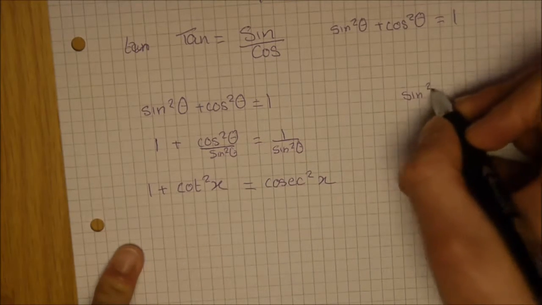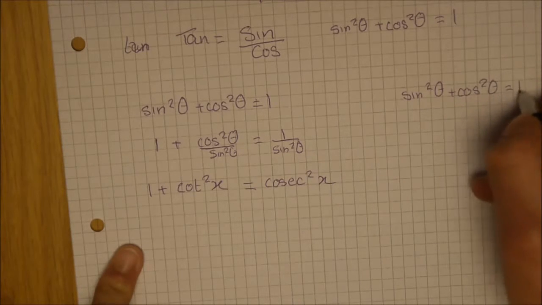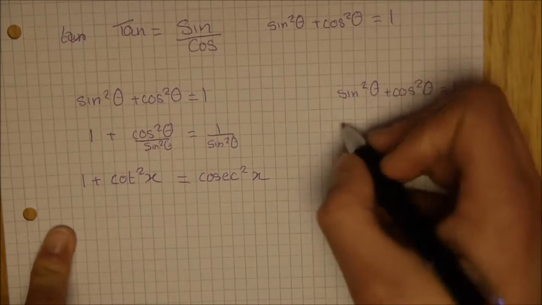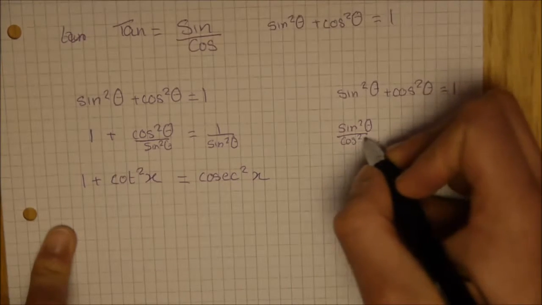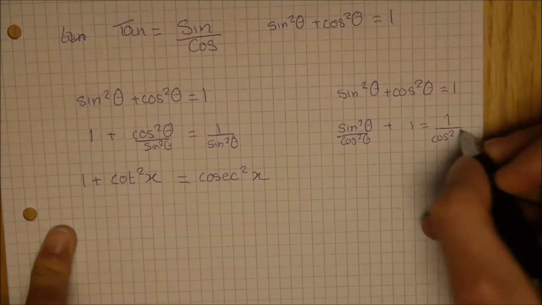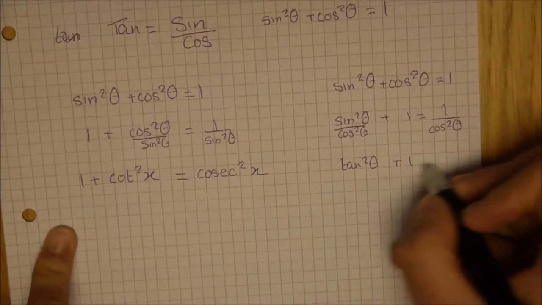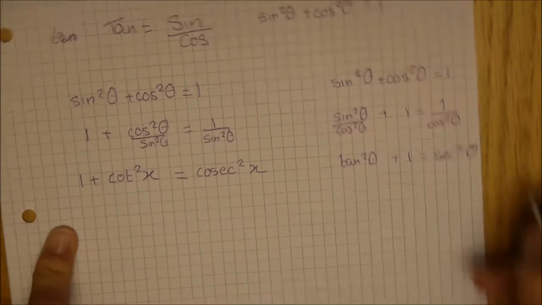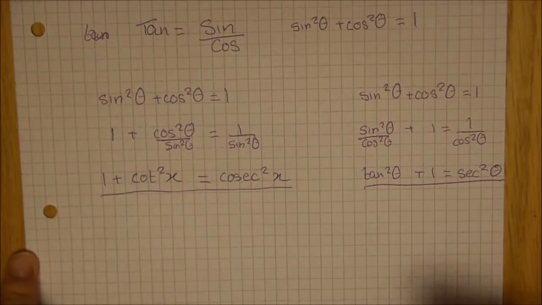Conversely, if we have sine squared theta plus cos squared theta equals 1 again, but this time divide the whole lot by cos squared theta, then we end up with sine squared theta over cos squared theta plus 1 equals 1 over cos squared theta, so tan squared theta plus 1 equals sec squared theta. So these are the two new trig identities that you need to know for C3.